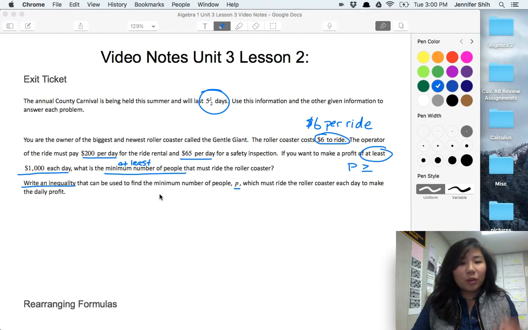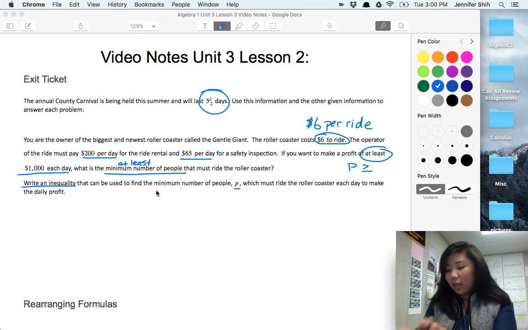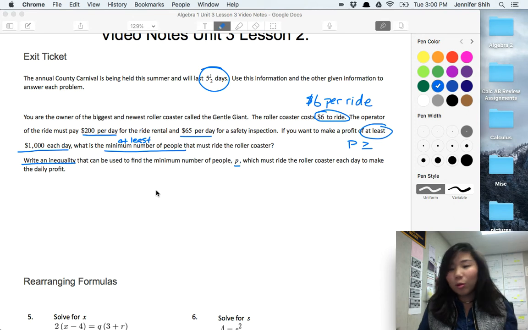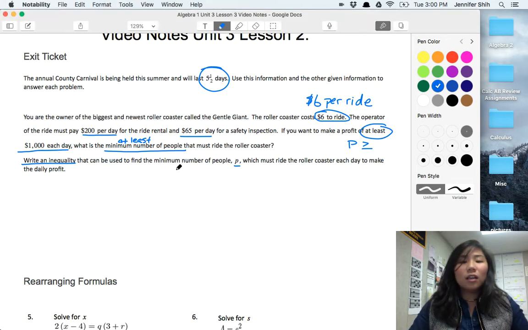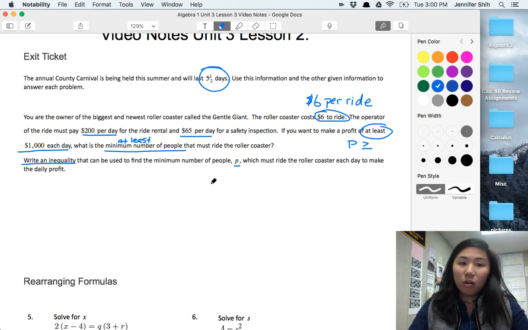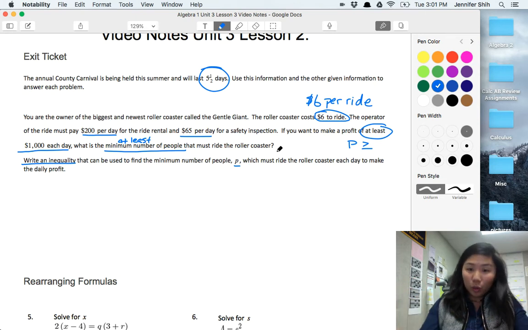Okay, so we need to make an equation here that is part of what this whole problem is about. We talked about the problem. This is what we figured out from our paper, is that we need to make money, and we need to make more than $200 and more than $65 and more than $1,000, because if 0 people rode on our ride, it would cost us $200 plus $65. But we don't want a negative number. We want $1,000 or more than $1,000.